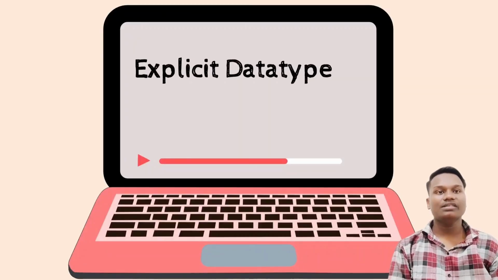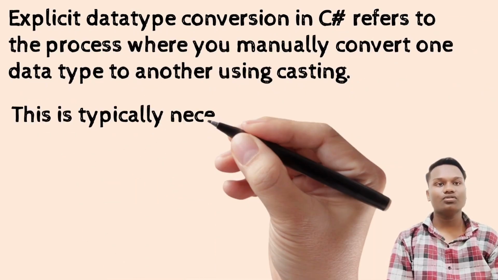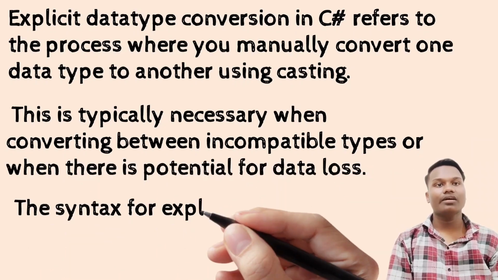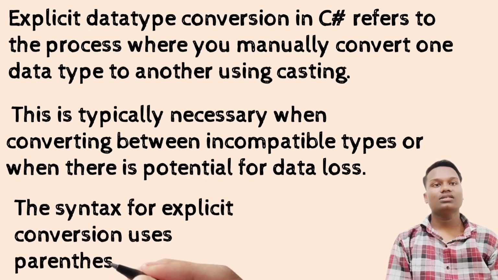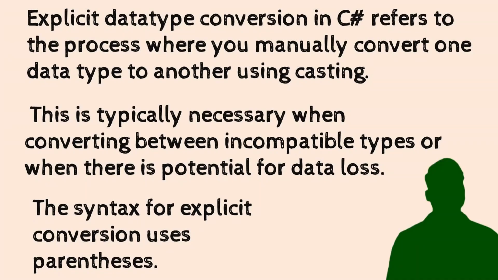Thank you. Hello everyone, let us see what is the explicit data type conversion. Explicit data type conversion in C# refers to the process where you manually convert one data type to another using casting. This is typically necessary when converting between incompatible types or when there is potential for data loss. The syntax for explicit conversion uses parentheses.